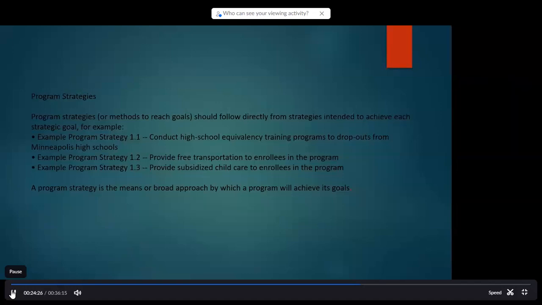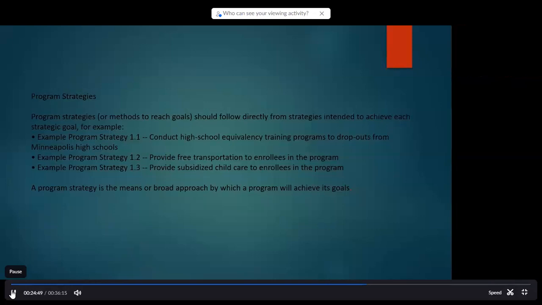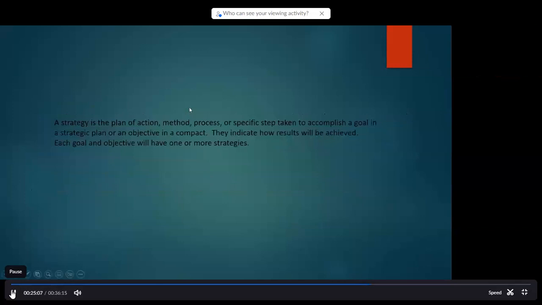Okay, so as you can see, when they talk about the strategy, they talk about how they plan to do it. Well, they've got a problem with people that drop out of school. So what are they planning to do? Well, they're going to provide GED training. They also know that a lot of people are going to have problems because they don't have transportation. So they're going to provide free transportation. They also know a lot of people have families, so they don't have daycare. So they are also going to be providing subsidized daycare for them as well. The strategy is how you plan to do it. Okay? Yes. Right. Let's keep going.